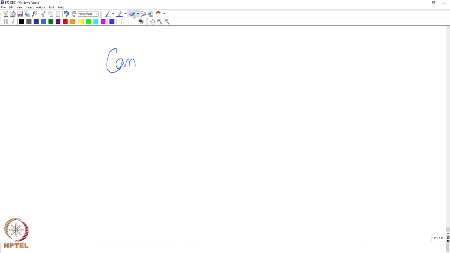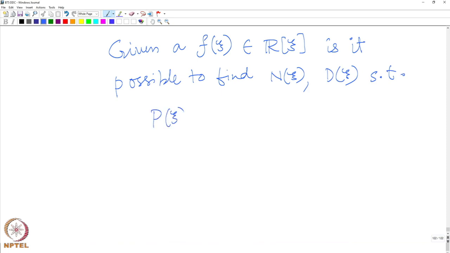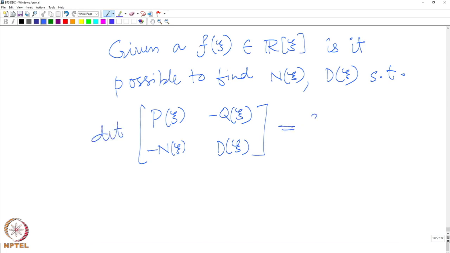So, here the question is even broader. Given a polynomial f(ξ), is it possible to find N(ξ) and D(ξ), polynomial matrices of proper sizes, such that, notice, P(ξ) minus Q(ξ), I did put a minus, that does not really matter, D(ξ), the determinant of this is exactly equal to f(ξ).